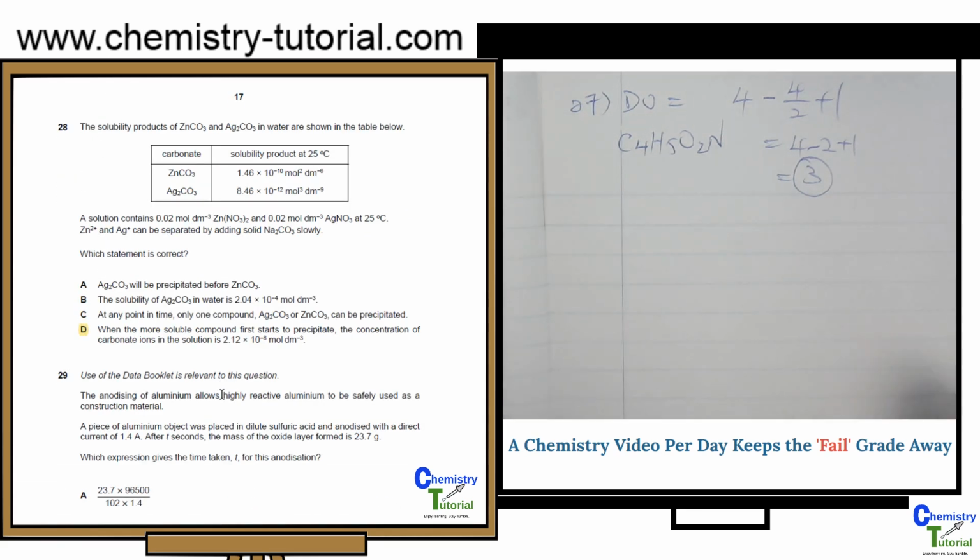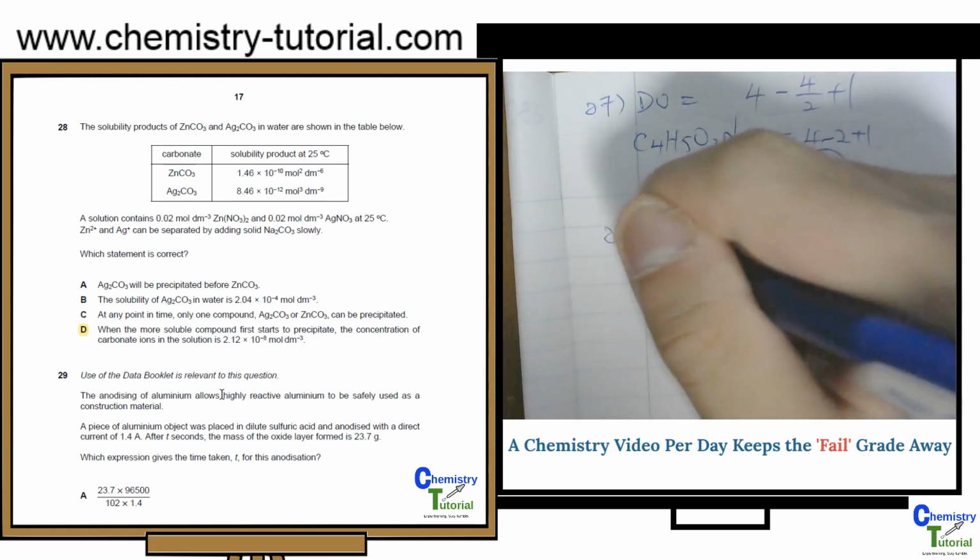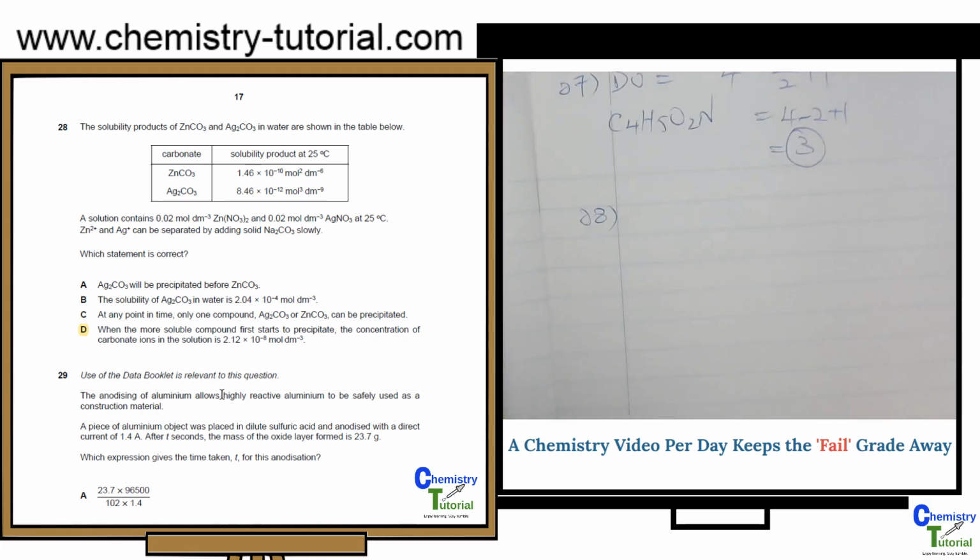Now for question 28, it's a little bit tedious. It's under the ionic equilibrium chapter, solubility product. Okay, so let's see. The solubility products, Ksp, of zinc carbonate and silver carbonate in water are shown in the table below. A solution contains 0.2 mol dm^-3 of zinc nitrate and 0.02 mol dm^-3 of silver nitrate at 25 degrees Celsius. These ions can be separated by adding solid sodium carbonate slowly. Which statement is correct? Now, if you say that silver carbonate is precipitated out before zinc carbonate, that means you're saying that it has a lower solubility.